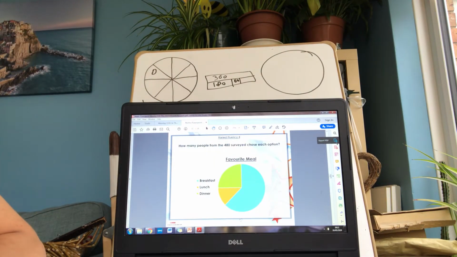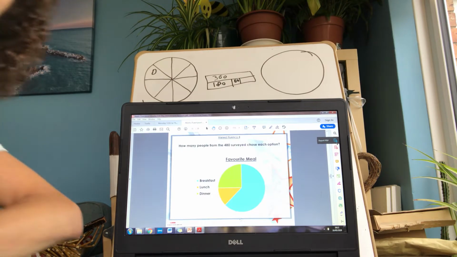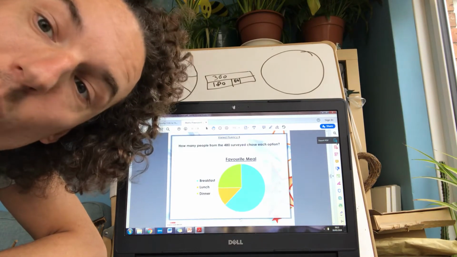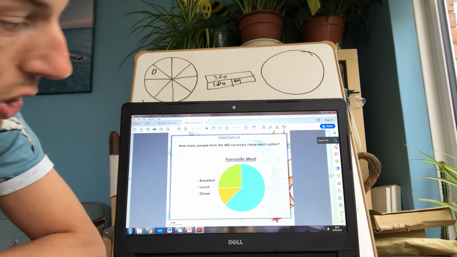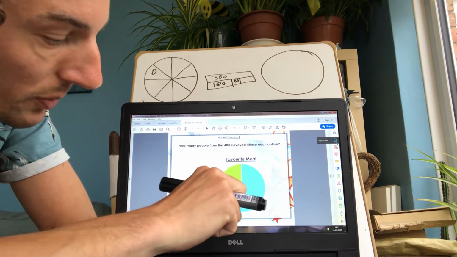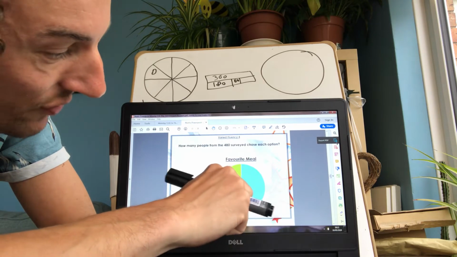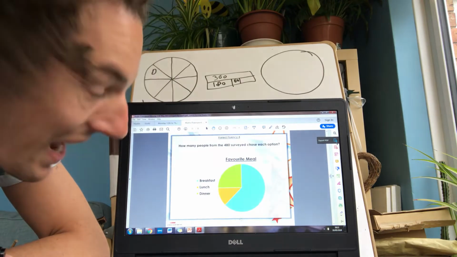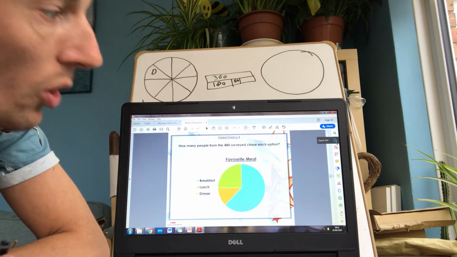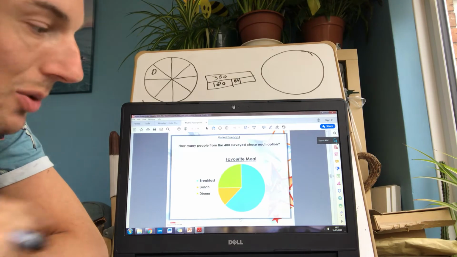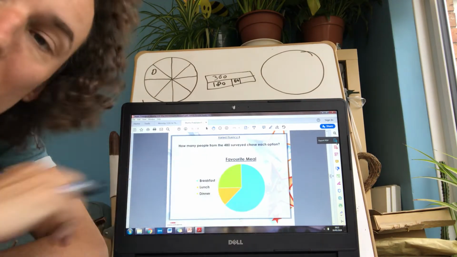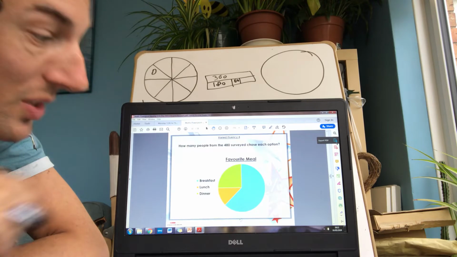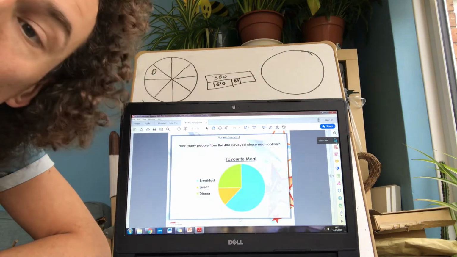Right then, how many people from the 480 surveyed chose each option? Again, I'm going to repeat the previous instruction. This looks tricky, but all you need to do is find the smallest piece. So we've got the lunch piece here, and then divide the rest of the pie chart into those pieces, and then you will be able to work out what to divide your 480 by. So however many there are of these small pieces, divide your 480 by that, and then you can work out the value of the sections.